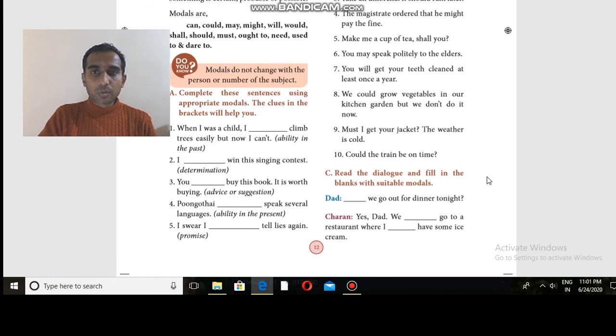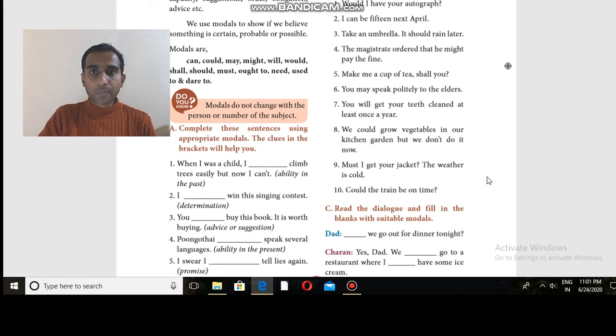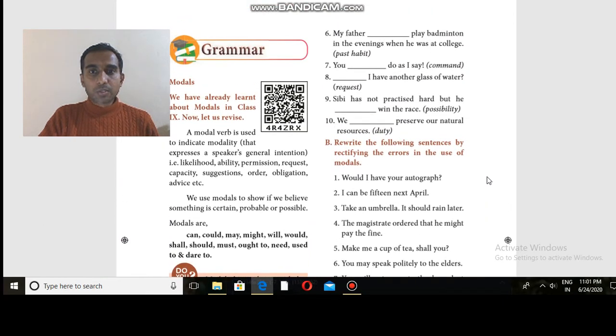So now again we'll go to the top, sixth one in the same page. The sixth one. My father dash play badminton in the evenings when he was at college. So it is a past habit. So my father used to play badminton in the evenings when he was at college. To show past habit, you should use the quasi modal used to.